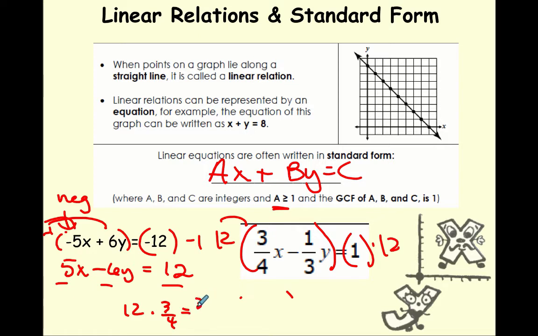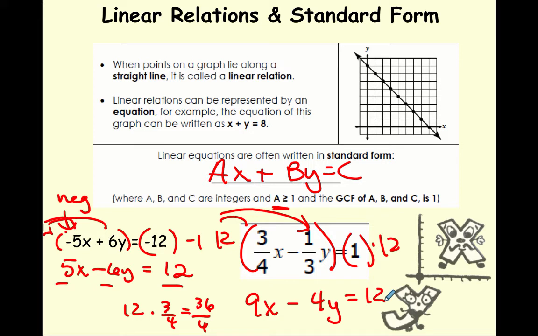Remember, there's two ways I could do it. I could multiply the numerators, or I could cancel in the problem. But it makes 36/4, which is 9, times x. 12 times 1/3, so I'm just dividing 12 by 3, makes minus 4y. And 1 times 12 is 12.